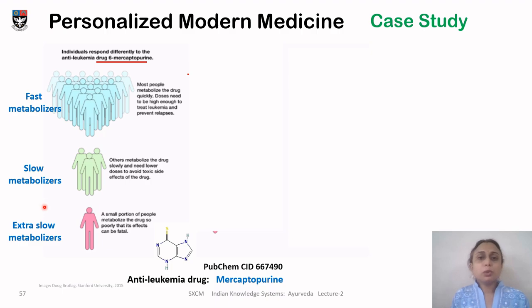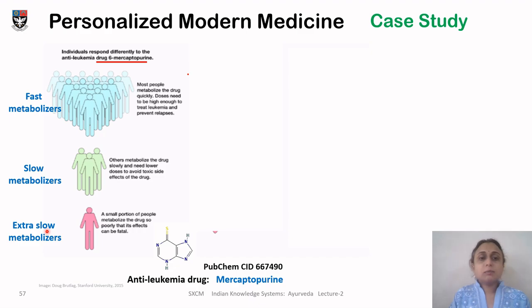But some people in the population are slow metabolizers. Based on their genetic makeup, they will take a longer time to metabolize the drug, and therefore giving the drug in the standard prescribed amounts might become toxic to them, because the drug accumulates in large amounts in the body. And then we have that rare population which are extra slow or ultra slow metabolizers, to whom that standard dose of medication might prove fatal. They might even be killed because of it, because their body is unable to metabolize and detoxify it in the given time.